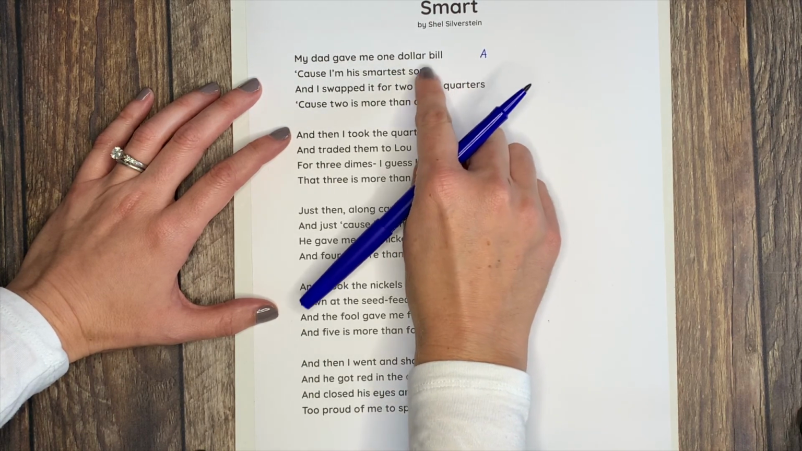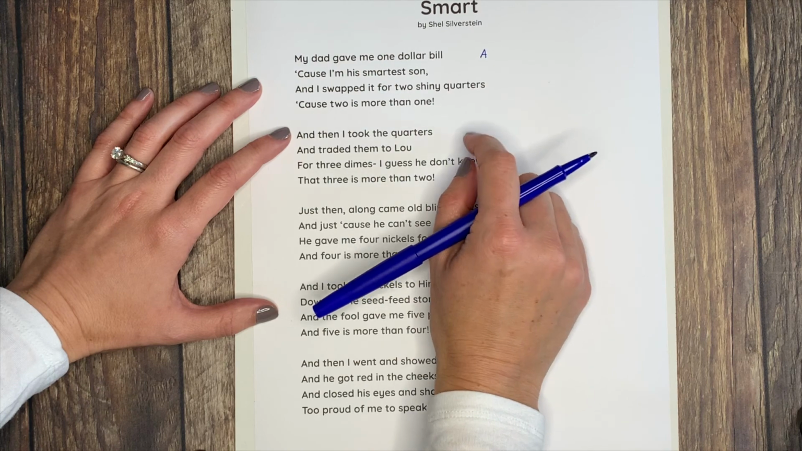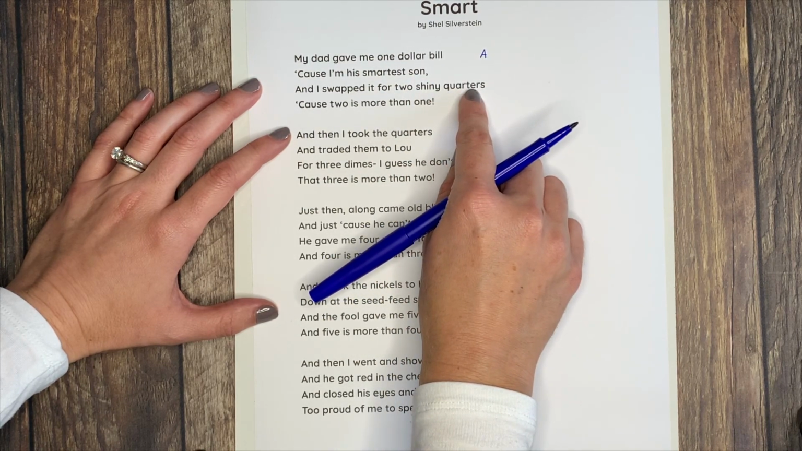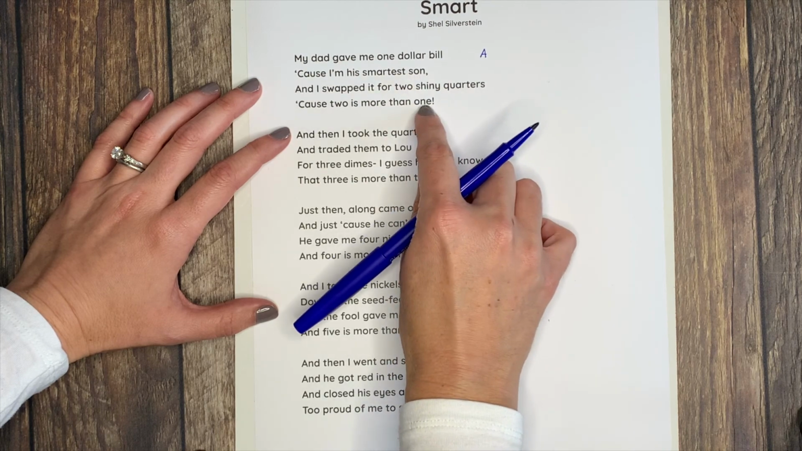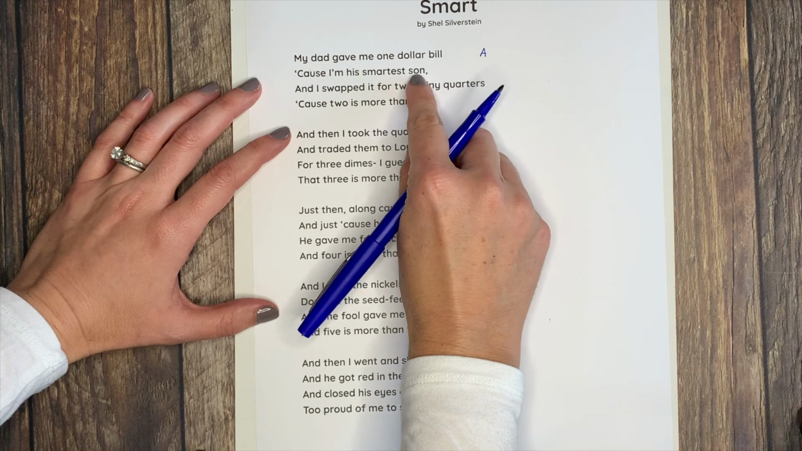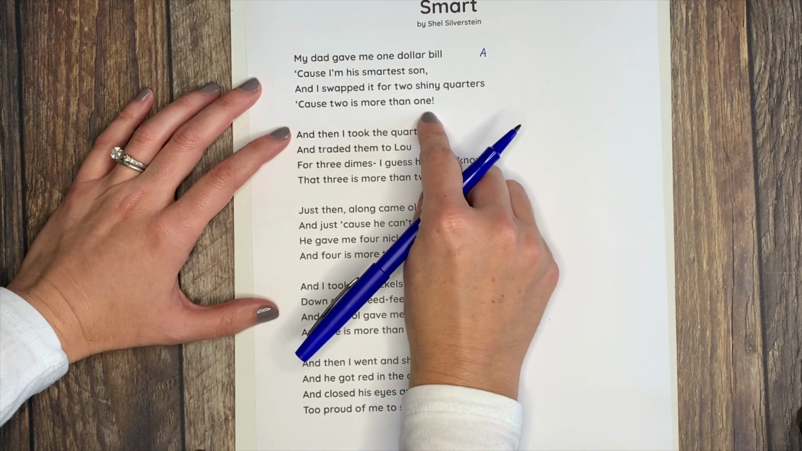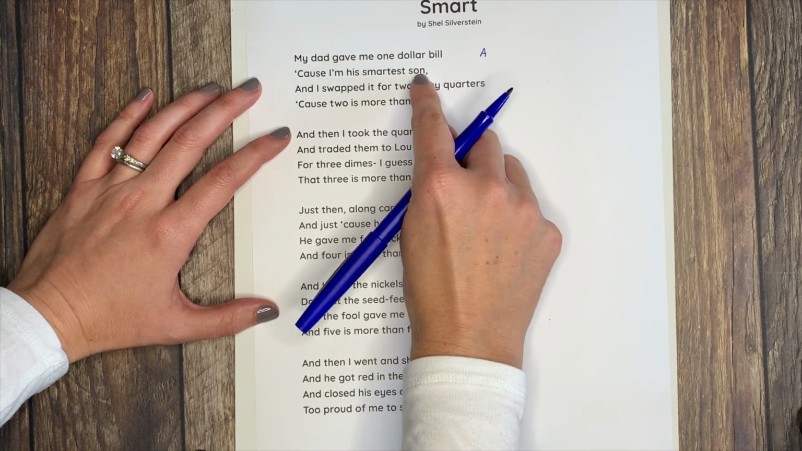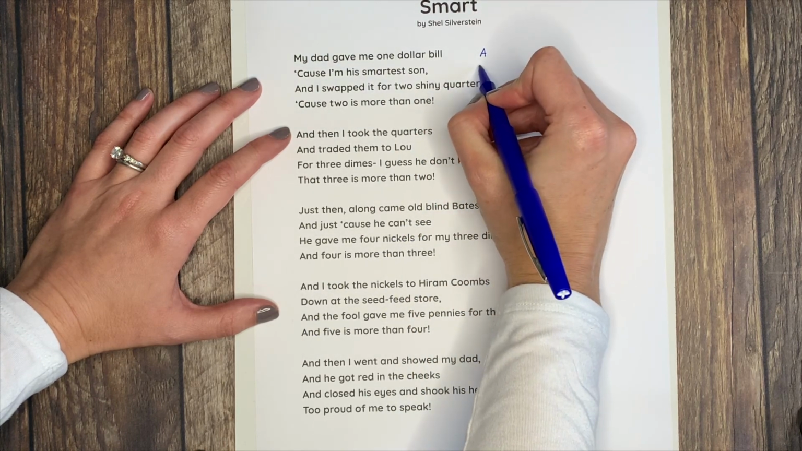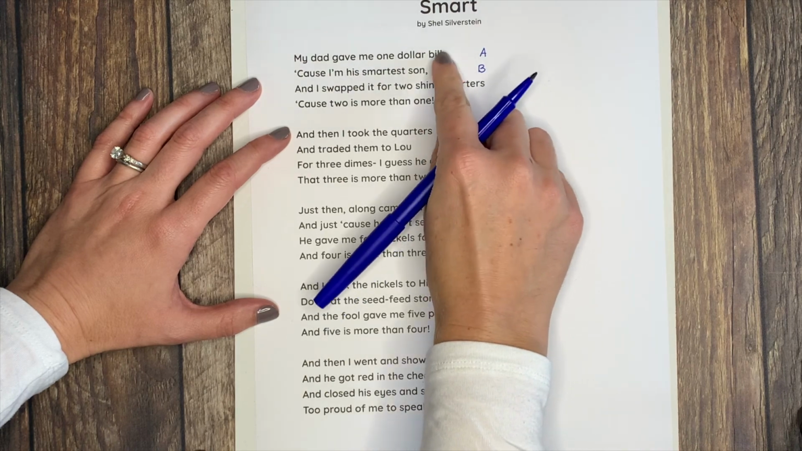with a capital A. All right, and I said, okay, well, I didn't hear anything that rhymed with bill. How about son? Son, quarters. Nope. Son, one. Hey, I think we have a rhyme here. Notice they're spelled differently, but they sound the same at the end of the word. Son, one. So I'm going to give this a capital B, meaning it doesn't rhyme with bill.